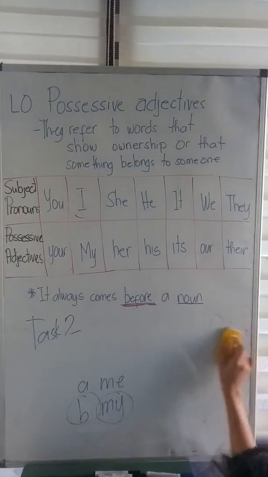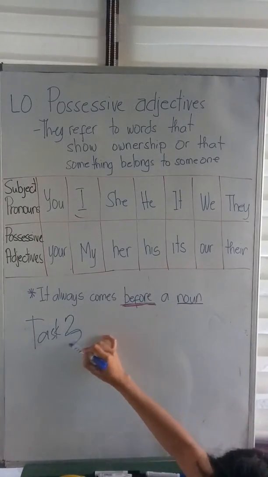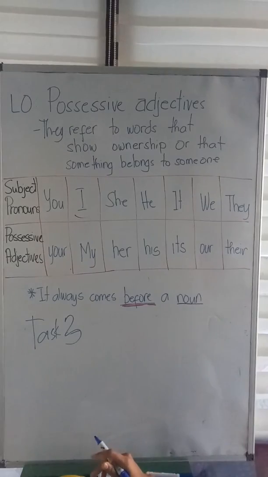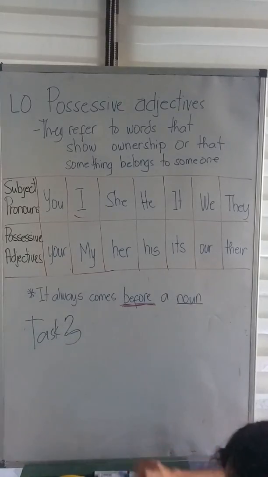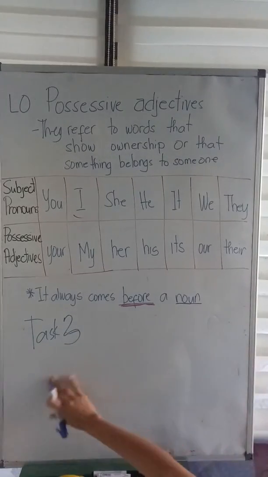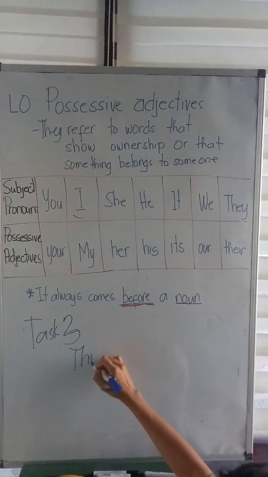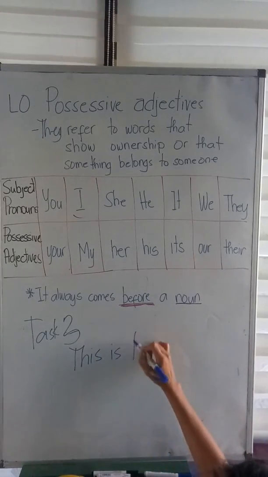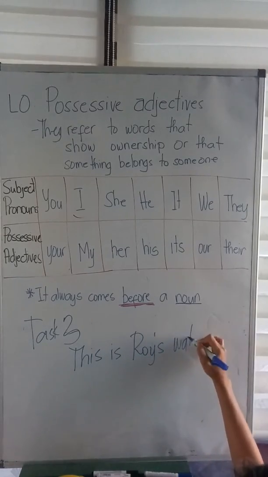For task 3, this time you have to copy the complete sentence. You have to write down the complete sentence for task 3. Here, there's a sentence provided. For example, this is the sentence. This is Roy's watch.